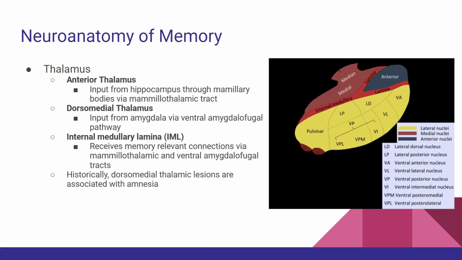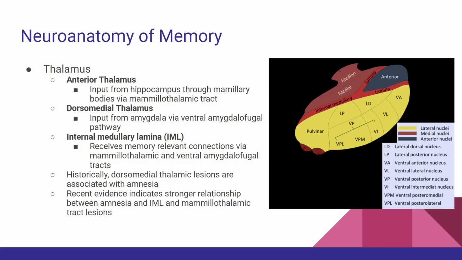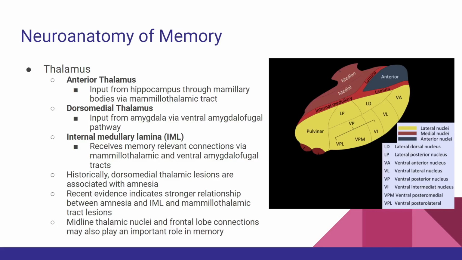Historically, injury to the dorsomedial thalamic area is associated with amnesia, which is disruption of your memory functioning. That said, there's recent evidence that there's a stronger relationship between amnesia and damage to the internal medullary lamina and the mammillothalamic tract. Additionally, midline thalamic nuclei and frontal lobe connections can also play an important role in memory functioning overall.